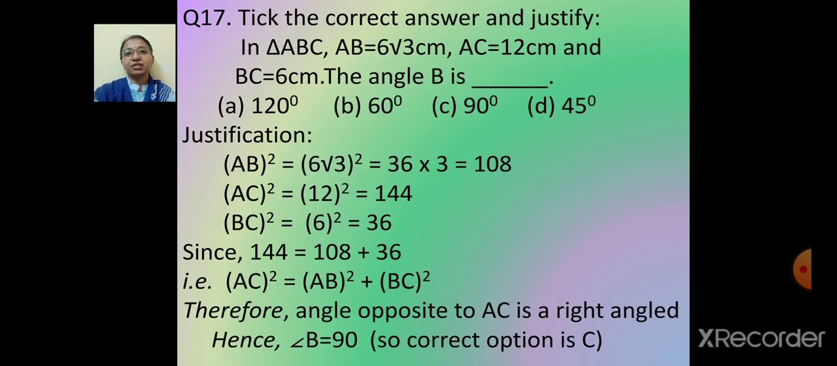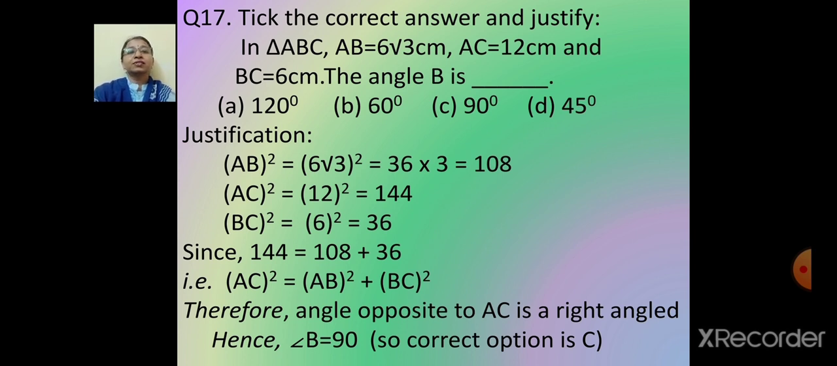Yes. Question number 17. This is the last question of this exercise. Tick the correct answer and justify. In triangle ABC, AB is equal to 6 root 3 centimeter, AC is equal to 12 centimeter and BC is equal to 6 centimeter, the angle B is dash. Okay, 4 options given, MCQ type question, but you have to give its justification also.